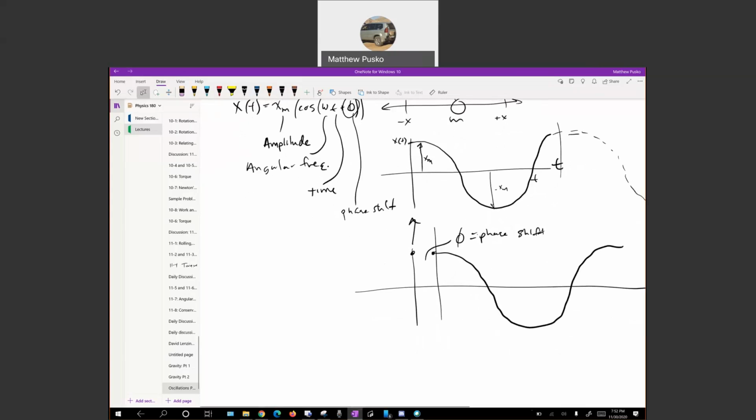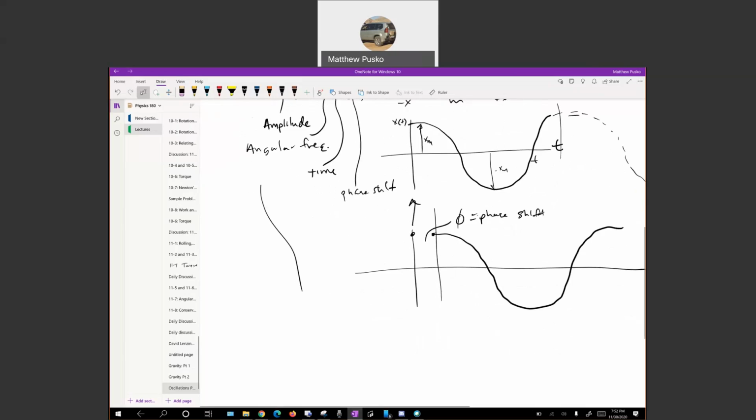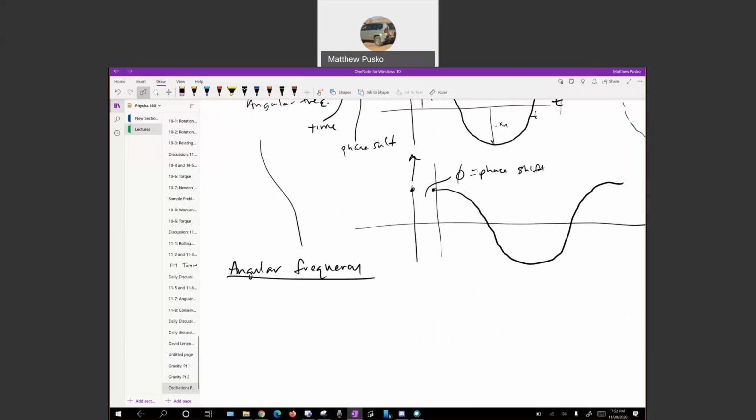Let's get back into this angular frequency a little bit more, though. Possibly a confusing term. All right, the quantity omega is the angular frequency of the motion, and it's related to the frequency f and the period T, right? Those are both related to each other, dependent on each other.